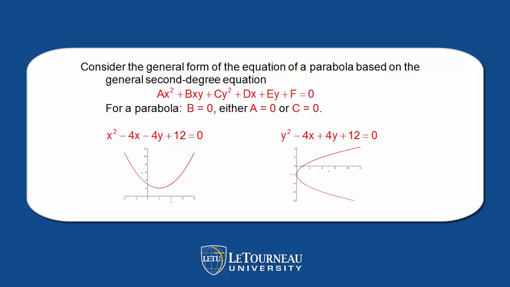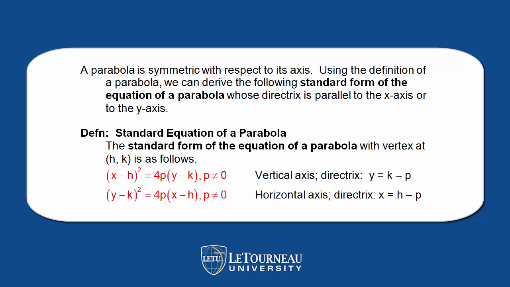Consider the general form of the equation of a parabola based on the general second-degree equation. For a parabola, b will equal 0, but either a equals 0 or c equals 0. In other words, only one squared term in a parabola. We'll have what's called x squared parabolas and y squared. A parabola is symmetric with respect to its axis.